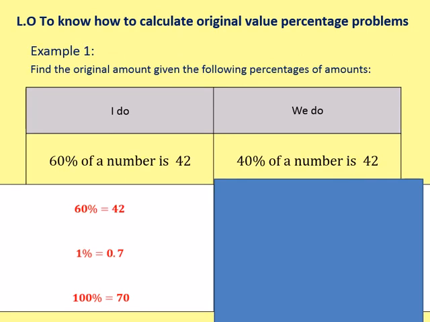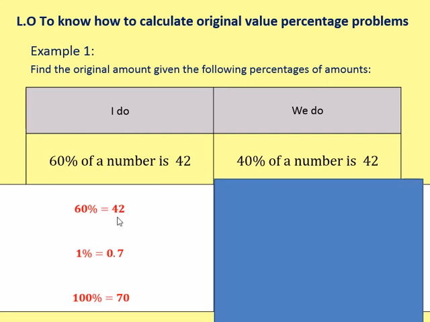Okay, so for our first I do and we do example of the lesson. The first I do says 60% of a number is 42, and our task is to find the original amount given the following percentage of amounts. I need to work backwards now to find out what 100% is, so what my original number is. All I know about my original number is that 60% of it is 42.